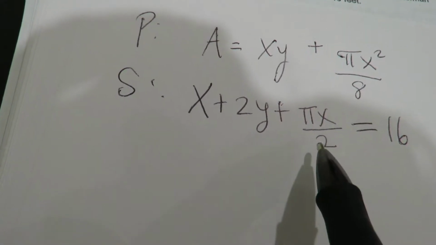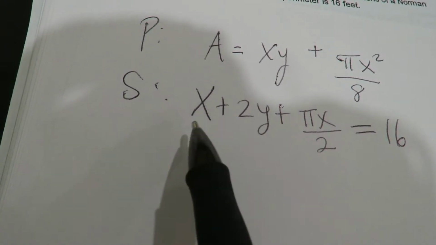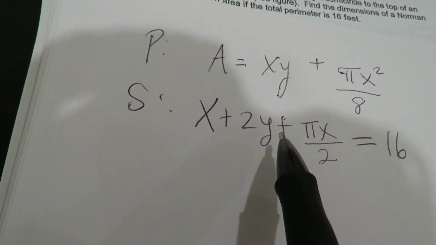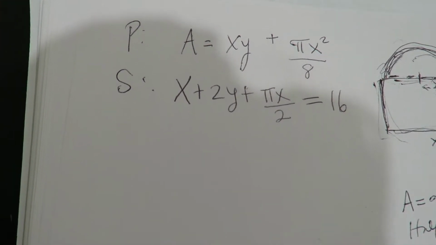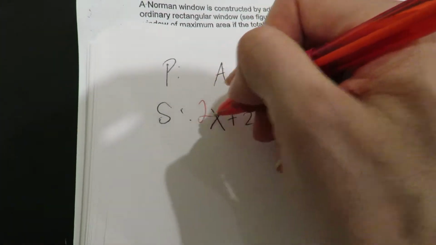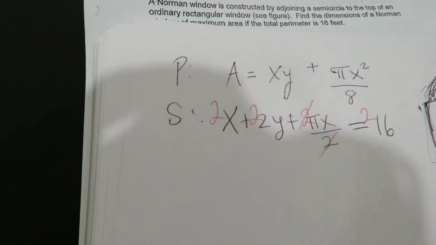Now when you have a fraction like that, you want to get rid of it, because otherwise, when you isolate a variable, you're going to end up with a complex fraction, and that's going to be really, really messy. So we're going to get rid of that too. We're going to multiply everybody by 2, and that's going to get rid of that.